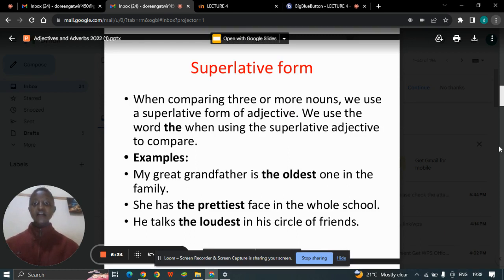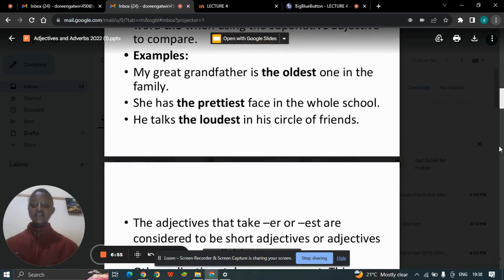We use the word "the" when using the superlative adjective to compare. Example in a sentence: My great grandfather is the oldest one in the family. She has the prettiest face in the whole school. He talks the loudest in the circle of friends.